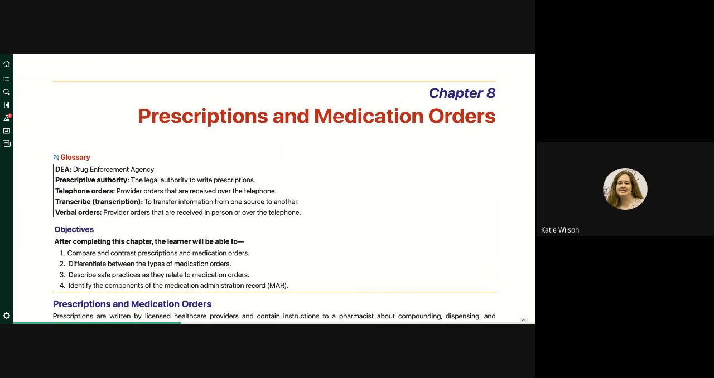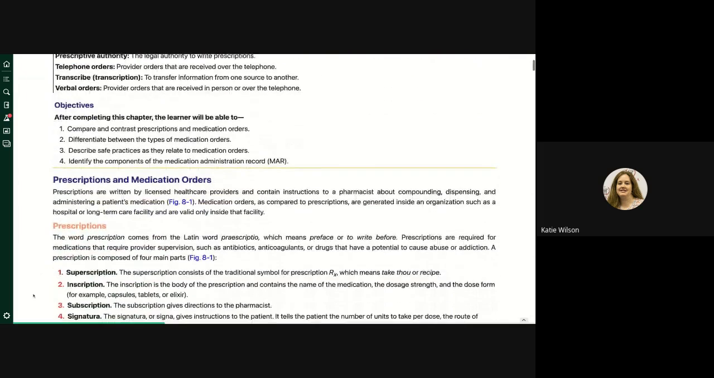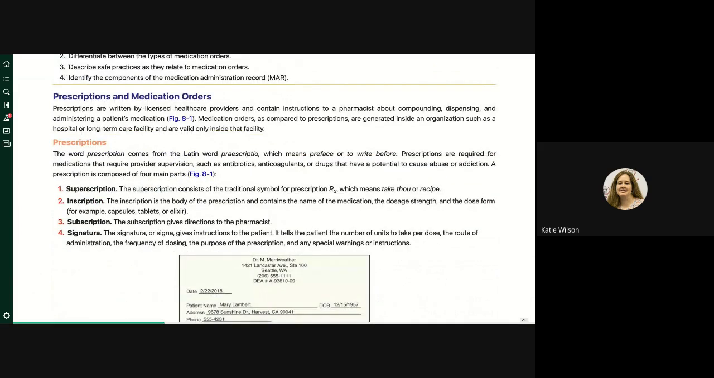So chapter 8, prescriptions and medication orders. So prescriptions, they might be handwritten by the doctor or the prescribing healthcare provider, or they might be computer generated. Ideally, they're computer generated to reduce error, and most often are sent electronically straight to the pharmacy. The exception is usually for a narcotic. A lot of times you'll still get a paper prescription for that.